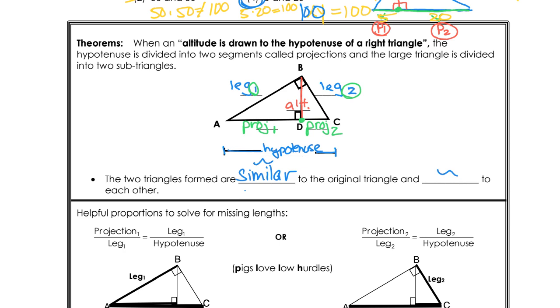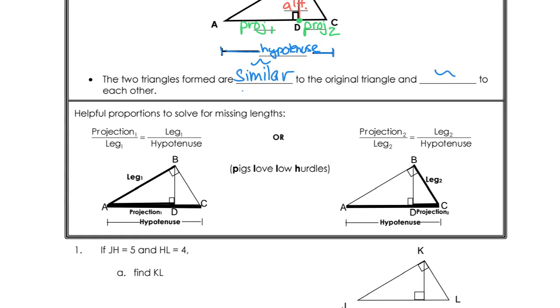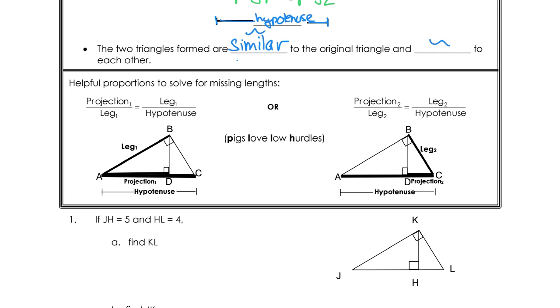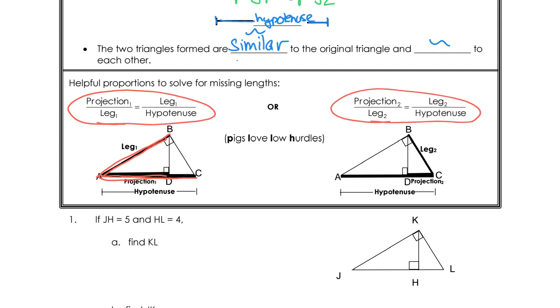We know that because the triangles are similar, their corresponding side lengths can be put into a proportion. And we already know "pigs are awesome pets" from the day before and up in the warm-up. And now we're going to learn another proportion that works. So this one is projection 1 over leg 1 is equal to the same leg 1 over the whole hypotenuse. Or the 1s can be replaced with 2s, and you could use projection 2 over leg 2 equals leg 2 over the whole hypotenuse.